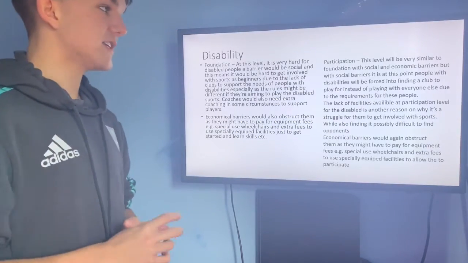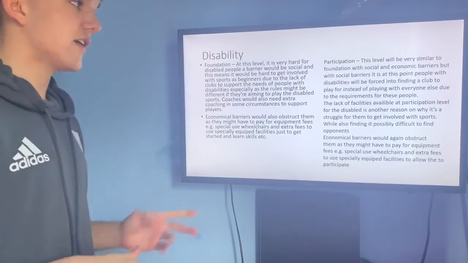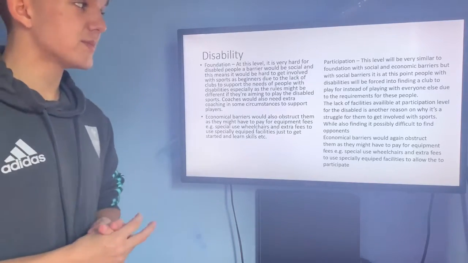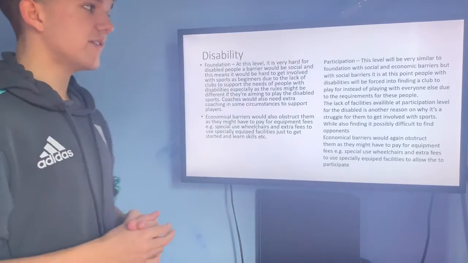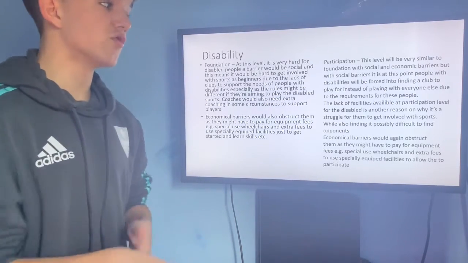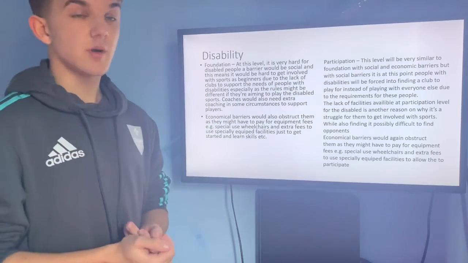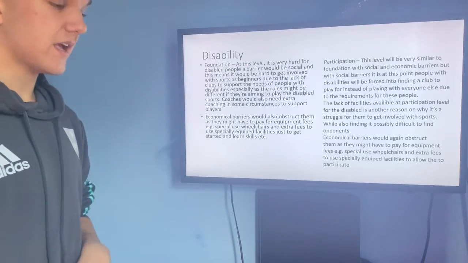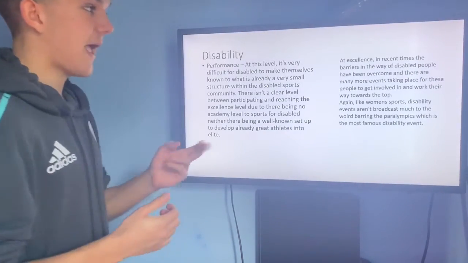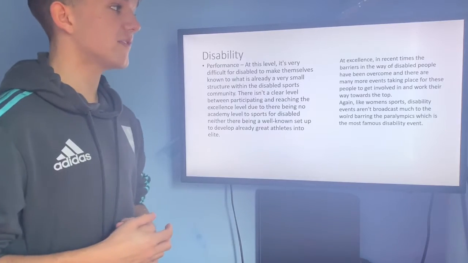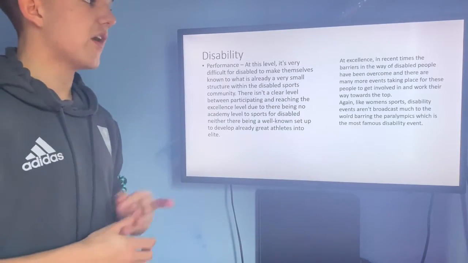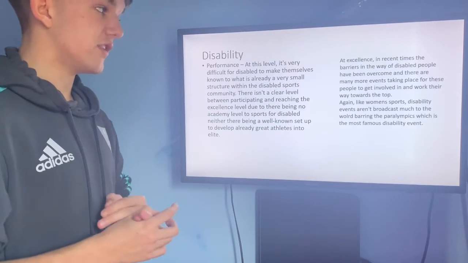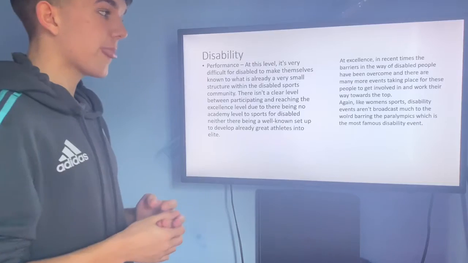Disability. At participation level, this is very similar to foundation with social and economic barriers, but with the social barriers, it is at this point people with disabilities will be forced into finding a club to play for instead of playing with everyone else due to the requirements of these people. Lack of facilities at participation level is another reason why it's a struggle for them to get involved. At excellence, in recent times the barriers in the way of disabled people have been overcome, and there are many more events taking place for these people to get involved and work their way towards the top.